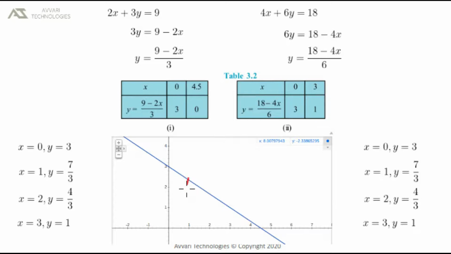Since both the lines are intersecting, if they have a common point, that means the solution exists. Here we got a solution for x is equal to 1. For x is equal to 2, we have the solution 4 by 3. Here in this case also we have a common point since both lines are coinciding. And for x is equal to 3, we have y is equal to 1. Here also we have a common point. So this example has infinitely many solutions.